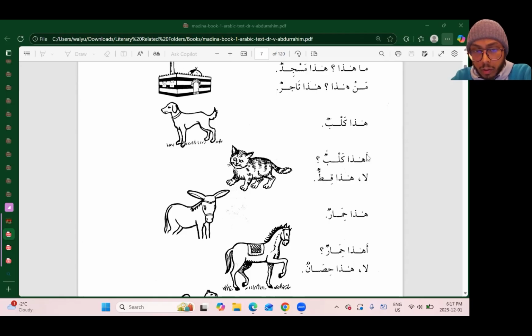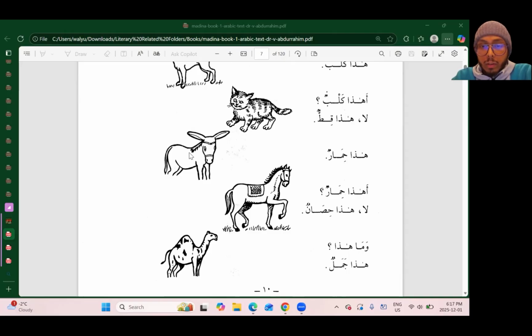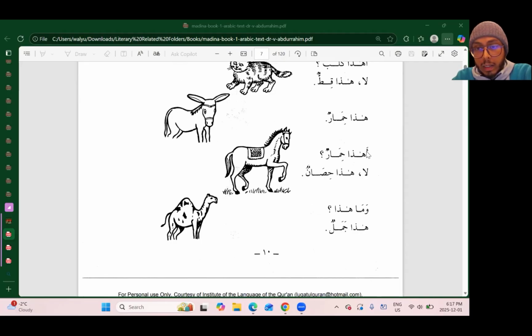You can use it with whatever. It doesn't matter if you have a person or an animal or an object. It's just formulaic. You apply it onto a statement and it turns it into a question. هذا حمار. This is a donkey. أهذا حمار؟ Is this a donkey?